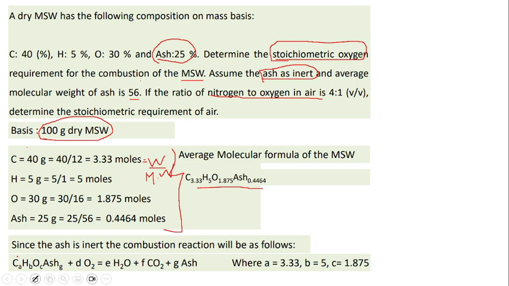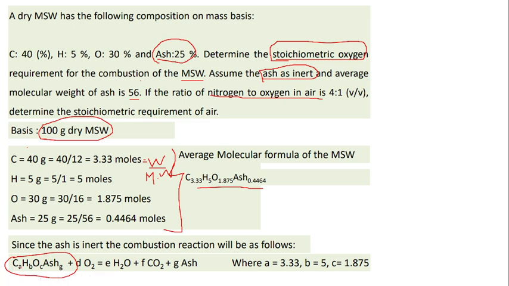When this municipal solid waste is burnt in the presence of oxygen, the possible products are: carbon dioxide can be formed from the carbon, and water will be formed from the hydrogen. Oxygen will combine with the hydrogen to form water, and oxygen with carbon will form carbon dioxide. Whatever ash is here, it is given that ash is an inert component, so ash is again formed as ash itself. This is the equation.